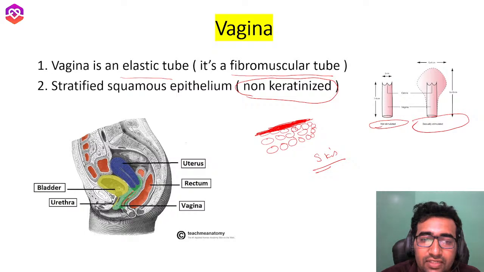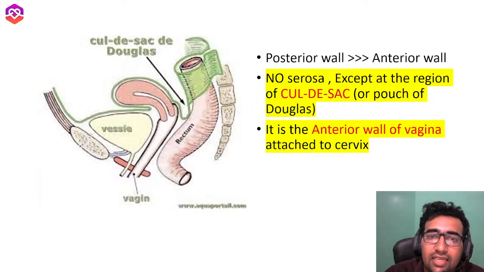So you can see the inner lining of the vagina I just explained. What are the points you have to remember? The vagina is a fibromuscular tube and is lined with stratified squamous epithelium, which is non-keratinized actually. Now more than that, just wait.